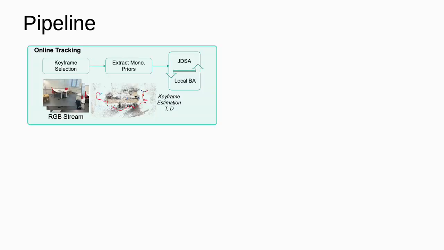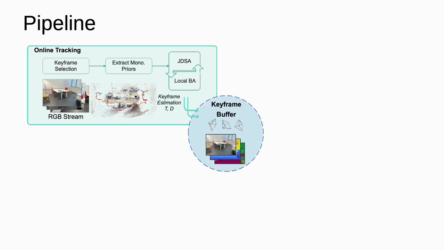Here is the pipeline of our method, which consists of 4 main modules operating concurrently. Online tracking estimates camera poses and selects keyframes. It performs local bundle adjustment and incorporates monocular geometric priors through a joint depth scale adjustment step to resolve scale inconsistencies present in the depth prior. The estimated states are synchronized efficiently through a shared keyframe buffer.